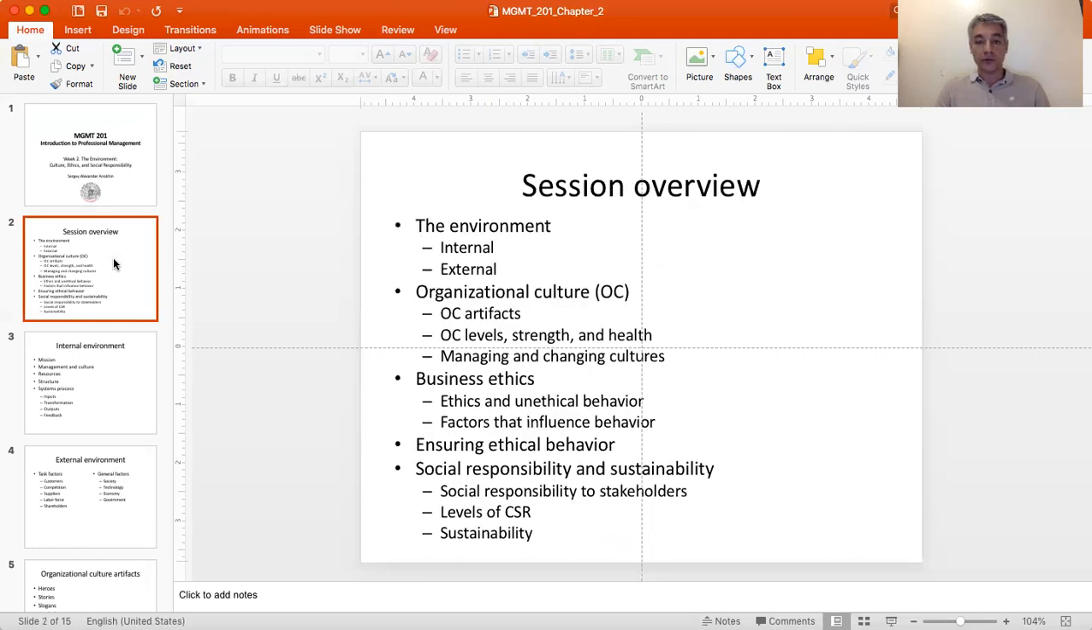So very briefly, we will look at several elements. The environment, both internal and external, organizational culture, the way it manifests, different kinds of organizational culture, strength and health of organizational culture, and what especially we need to pay attention to when describing the culture, ethics and ensuring ethical behaviors. We would also discuss why people sometimes engage in unethical behavior, because we may think that those are just all bad people, but in reality, if you analyze your own life, there will be situations where the choices you make could be called into question.